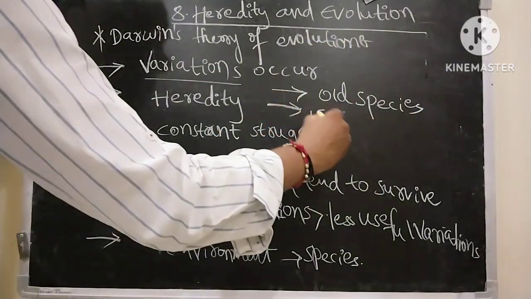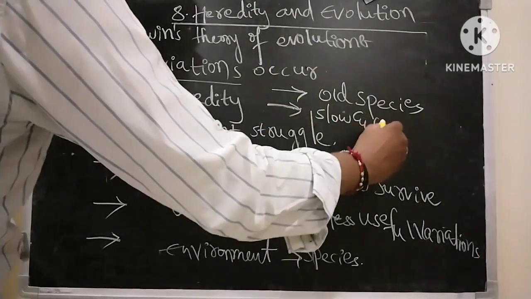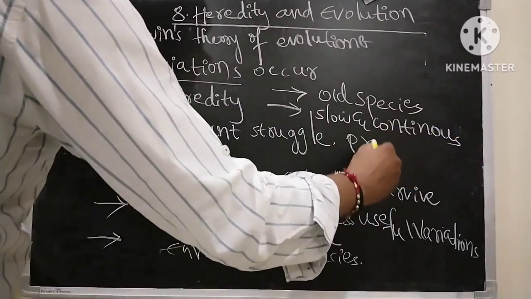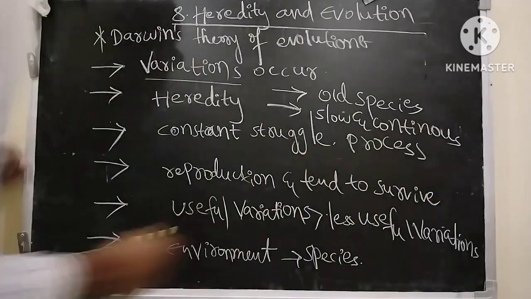And evolution is a slow and continuous process. So this is Darwin's theory of evolution.